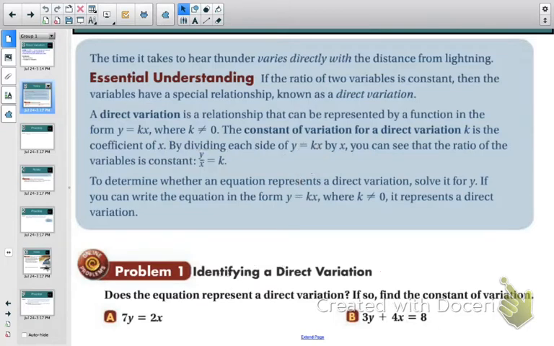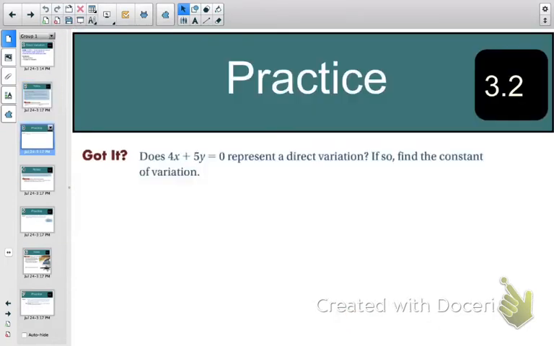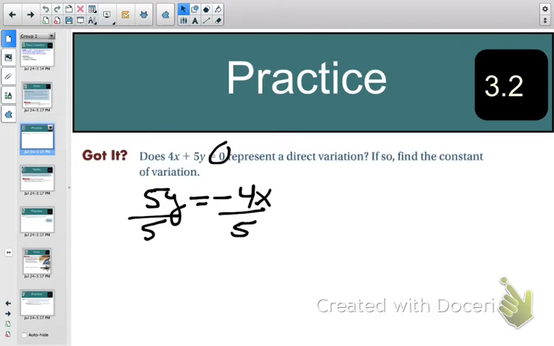Alright, next. Okay, does this represent a direct variation? So in this case we do have a constant here, but the constant is 0. So if I solve for y, I get 5y equals negative 4x, because I subtract 4x, then divide by 5, and I get y equals negative 4/5 x.